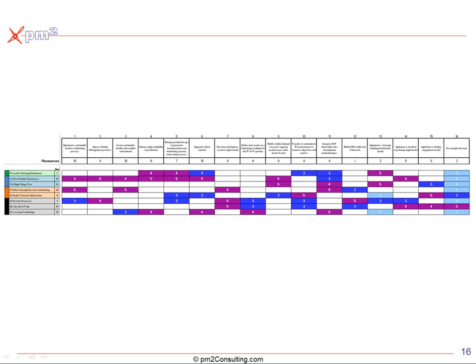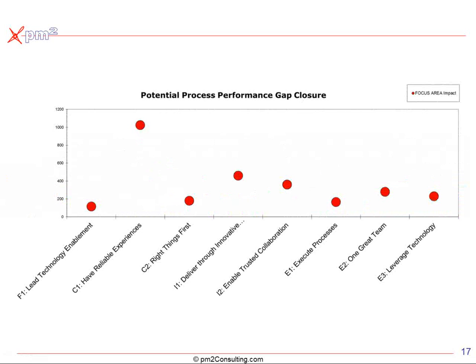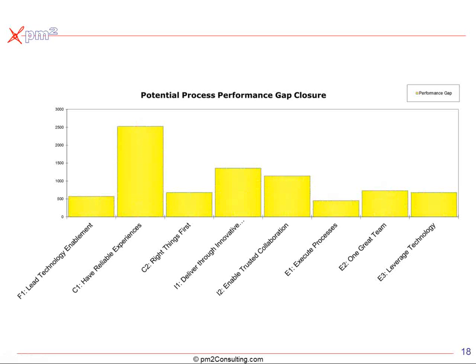Once again, we can add that up and score those. In this case, we represent them as red dots. In other words, there's a lot of projects associated with objective C1, have reliable experiences, and not many projects with right things first. So the height of the dot represents the amount of project focus across the portfolio of the release projects. When we combine those two charts, the gaps and the projects, we see something like this.